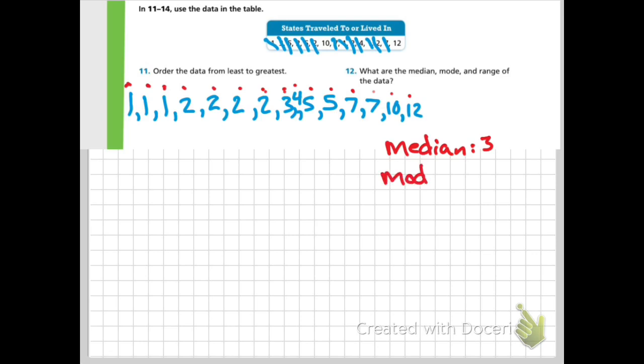All right. The mode is the number that happens most frequently. The number that happens most frequently is the 2. The range, you take the largest number and subtract the smallest. So 12 minus 1 is 11. All right, and that's it.